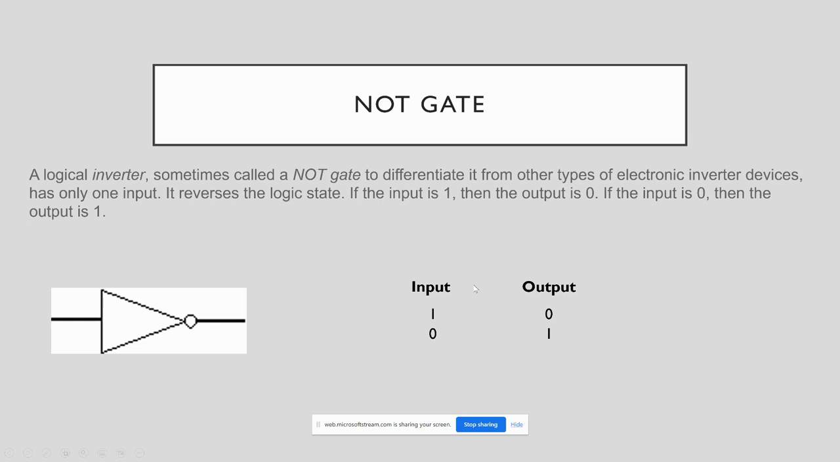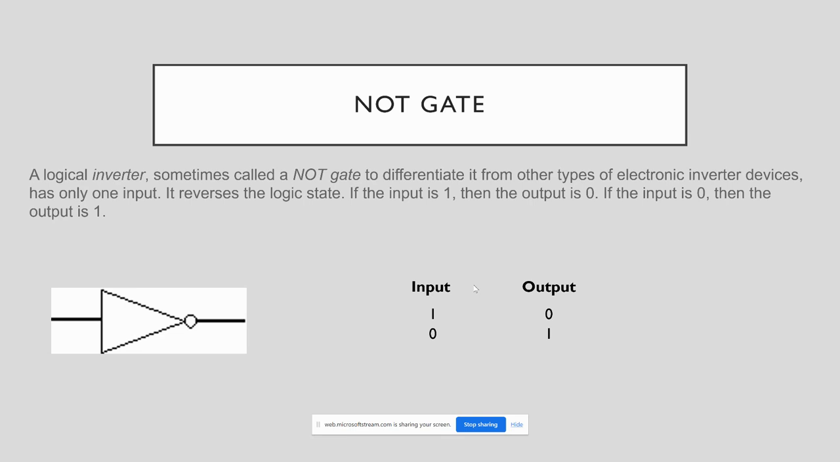Now let's have a look at the NOT gate. Normally we don't start with the NOT gate. Normally we start with AND, then we go through OR, and then we cover the NOT. But I'd like to cover the NOT gate first, as it's easy to remember and it's easy to forget.